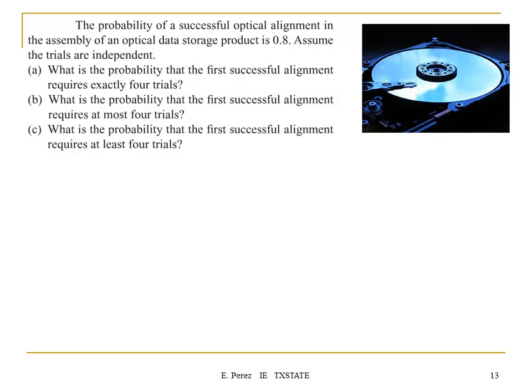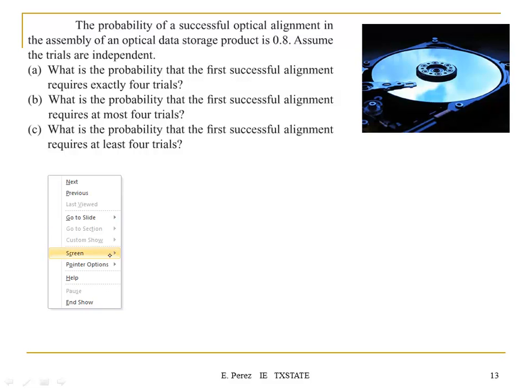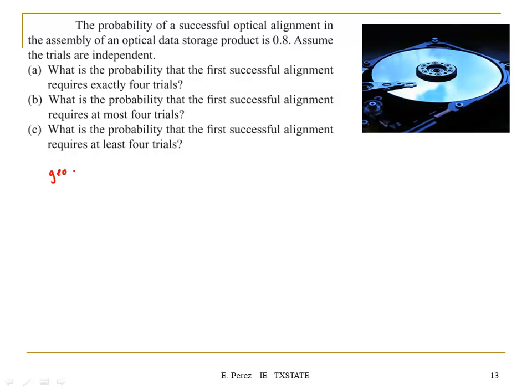So that probability is 0.8. And we know this follows a geometric. This is a geometric random variable, where the probability of x equals x will be equal to p times (1 minus p) to the power of x minus 1.